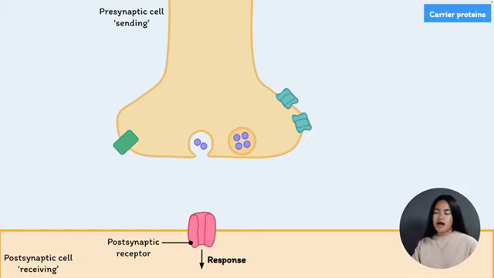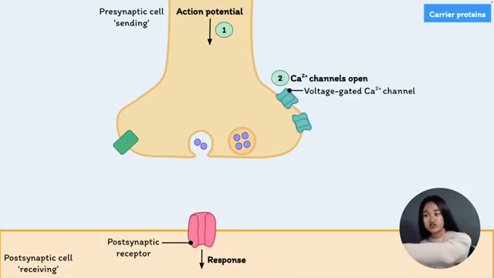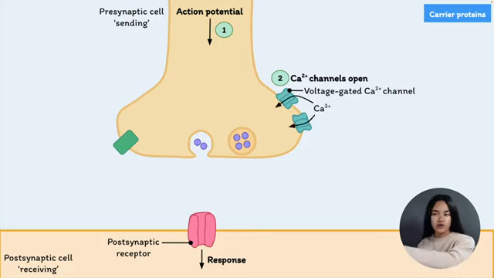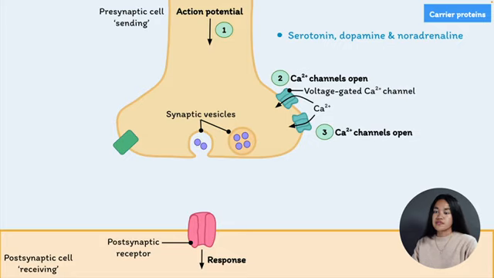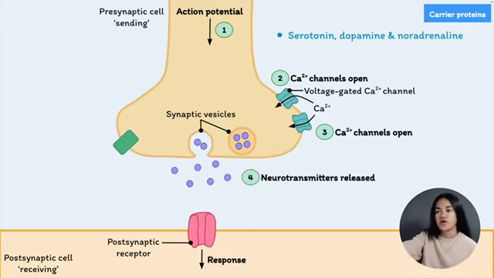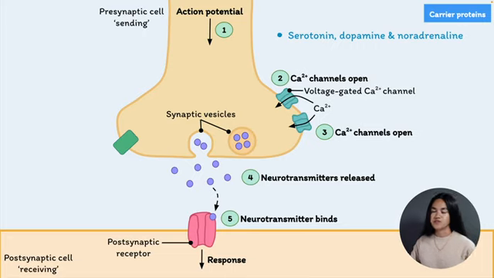Okay, so remember what happens when an action potential reaches the axon terminal. It's going to stimulate the voltage-gated calcium channels to open, and calcium ions are going to flow into the synaptic knob, where calcium triggers the release of neurotransmitters from these synaptic vesicles here, which contain dopamine, serotonin, and noradrenaline. So here, we have neurotransmitters being released at the synapse where they can interact with the receptors to produce a response. But what we're truly focused on here is the reuptake process.